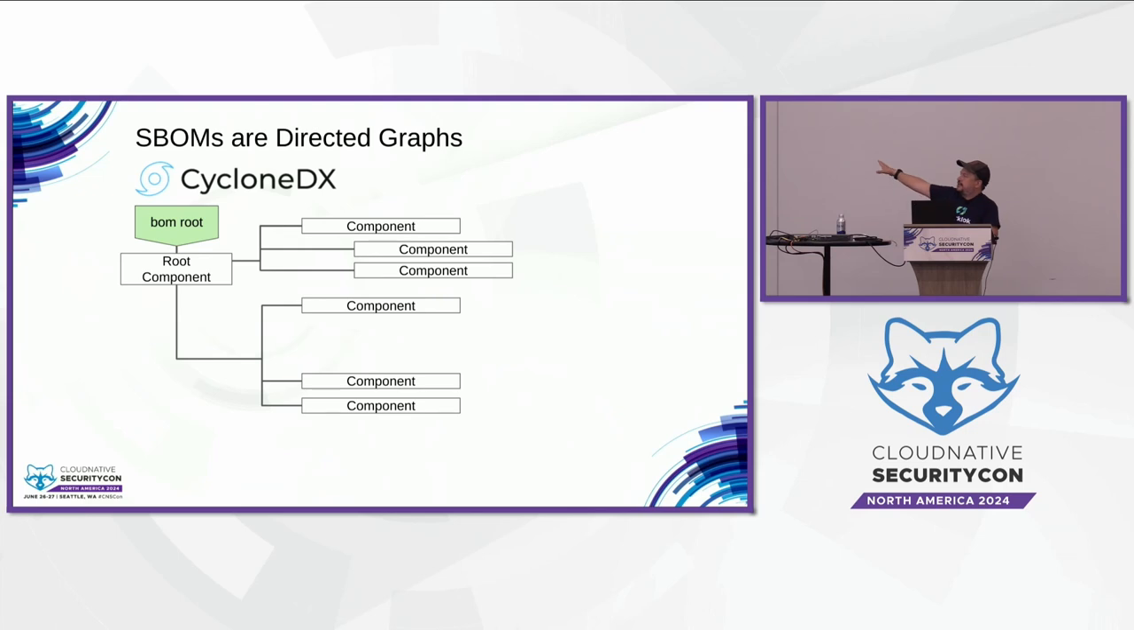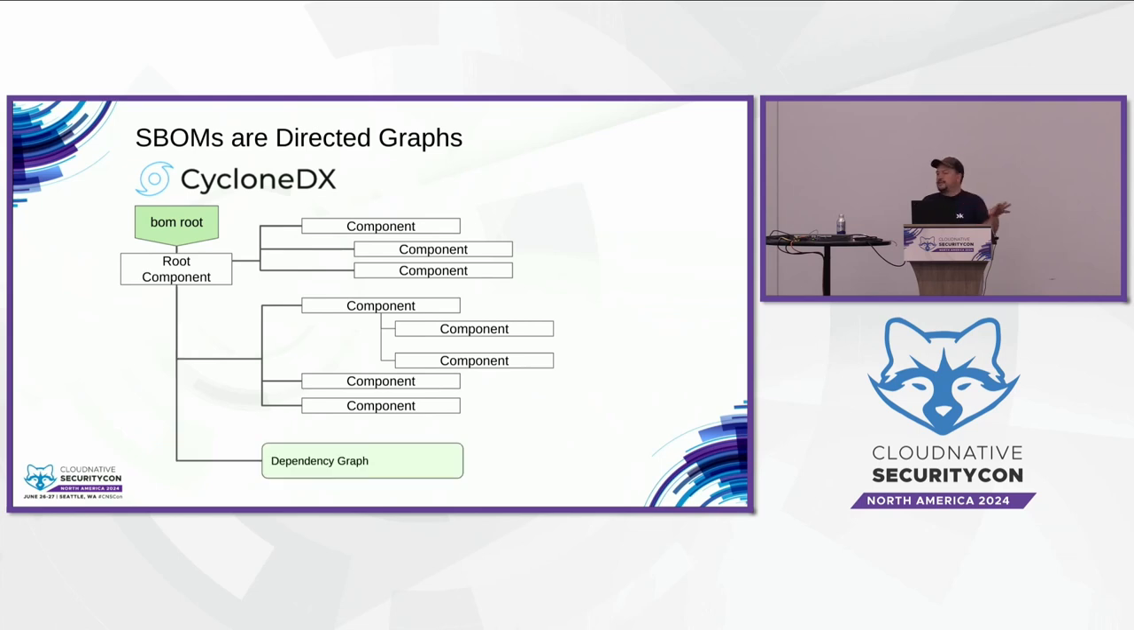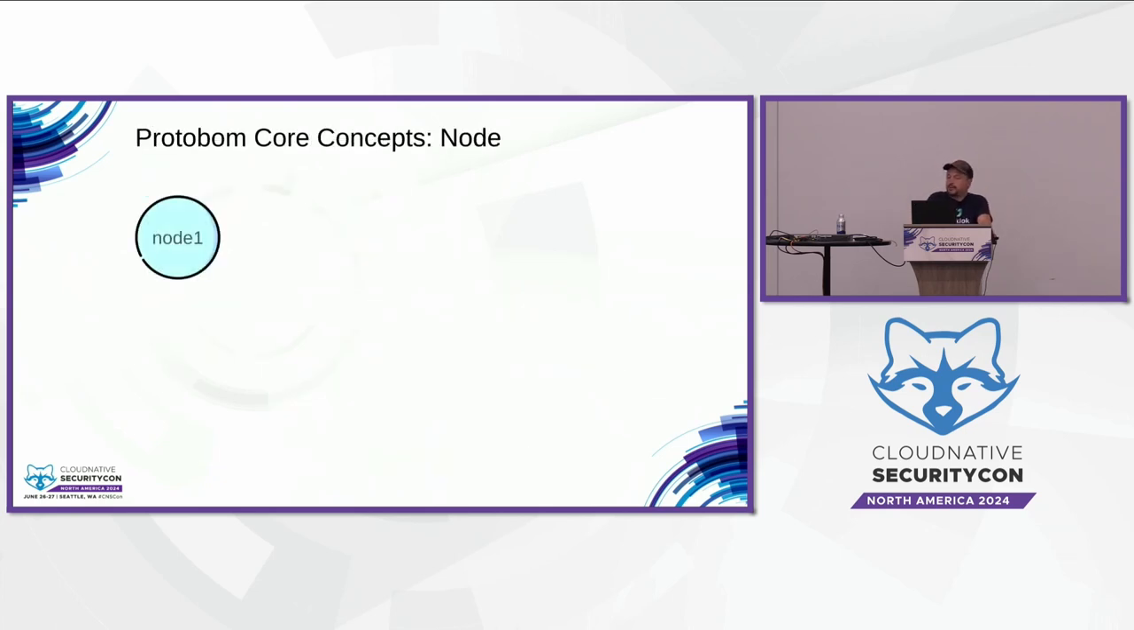And if you think of a tree, that itself is a graph. And that could be the graph, but CycloneDX also has a dependency graph section where you can introduce more relationships between the components, making it a more complex graph. So both standards can be abstracted as graphs, and this is what Protobom does. So I'm going to show you a couple of concepts about Protobom.